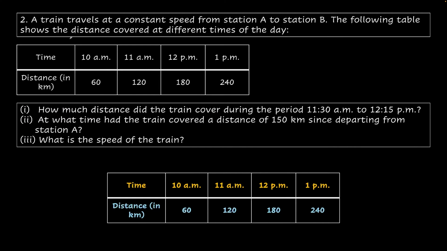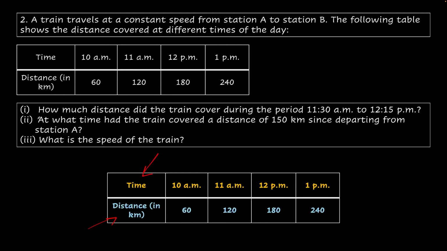A train travels at a constant speed from station A to station B. The following table shows the distance covered at different times of the day. So we have the table over here, and I've taken the liberty of putting time as the independent and distance as the dependent variable. At 10 a.m., the distance covered is 60 kilometers. At 11 a.m., it was 120. At 12 p.m., it was 180. And at 1 p.m., it was 240.